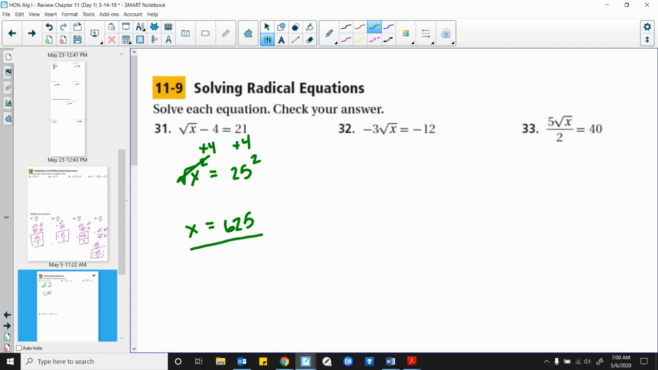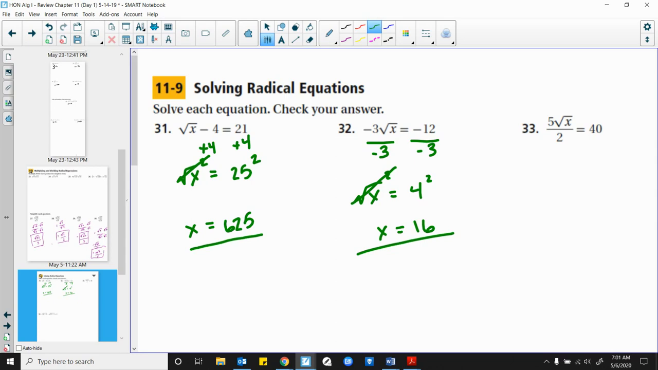Same thing here. We have to get rid of the number by the radical. This is -3 times, so we're going to divide first by -3. That gives me radical x is equal to 4. And then I can square this side and square this side. That'll cancel out my radical sign there. And I'm left with x equals 4 squared, which is 16.